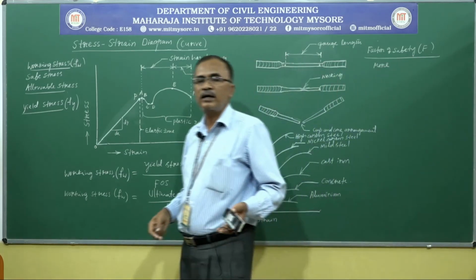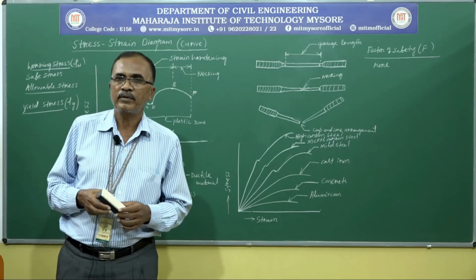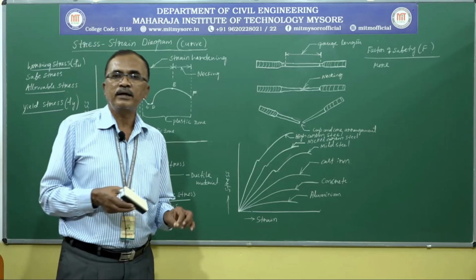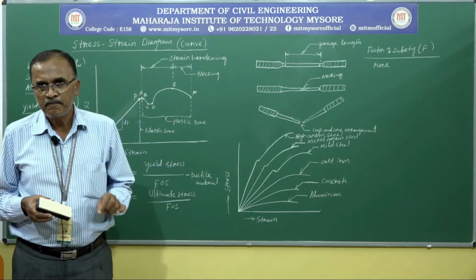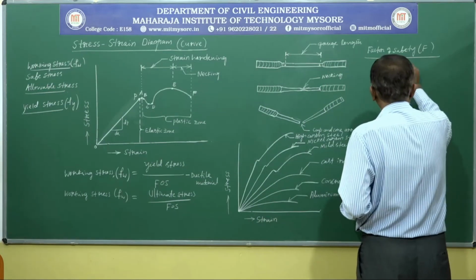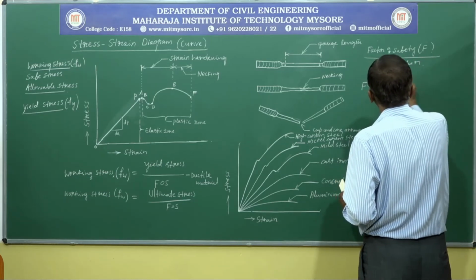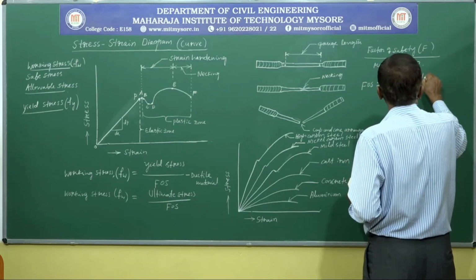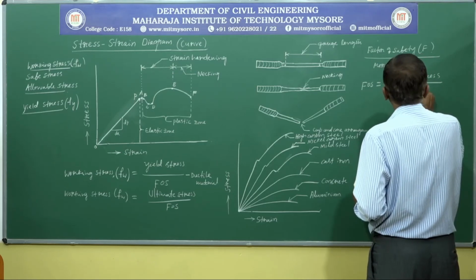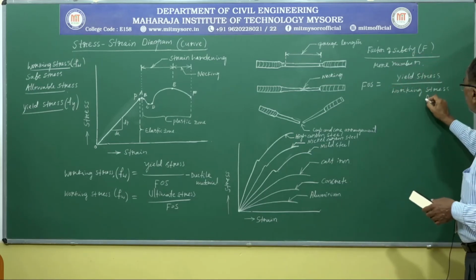It is defined as the ratio of yield stress to working stress. For every given material, working stress is much smaller than the yield stress. So factor of safety, a mere number, is equal to yield stress divided by working stress. So this is for ductile material.